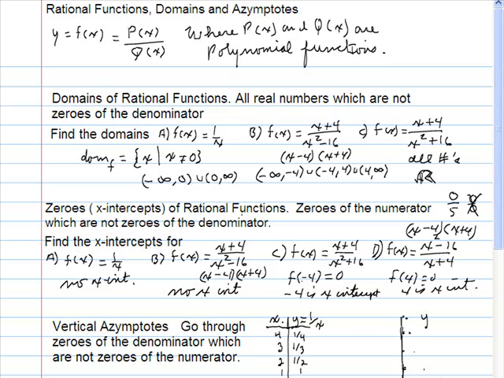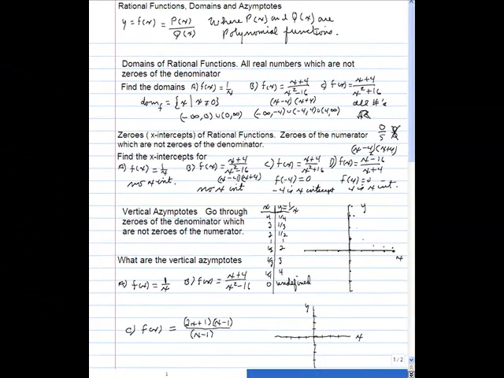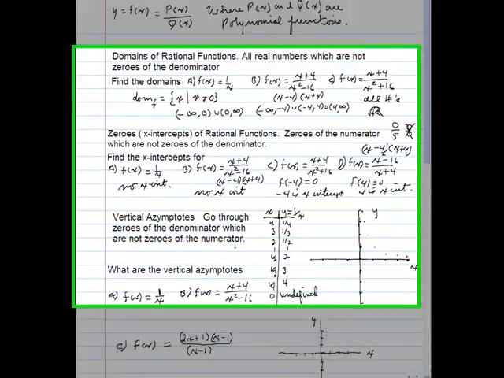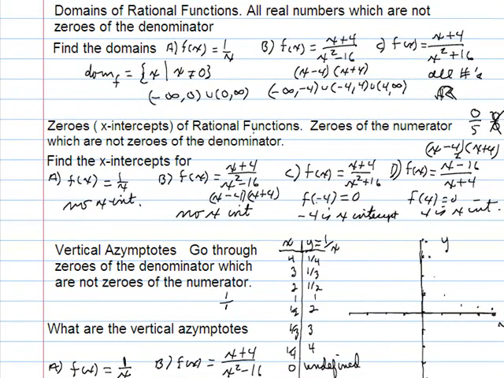If f of x is 1 over x and x is 4, then y or f of x is 1 over 4. If x is 3, it's 1 over 3. If x is 2, it's 1 over 2. If x is 1, it's 1 over 1. If x is a half, f of x is 1 over a half, which is 1 times 2 over 1, which is 2. And if x is a third, y is 3. And if x is a fourth, y is 4, etc.